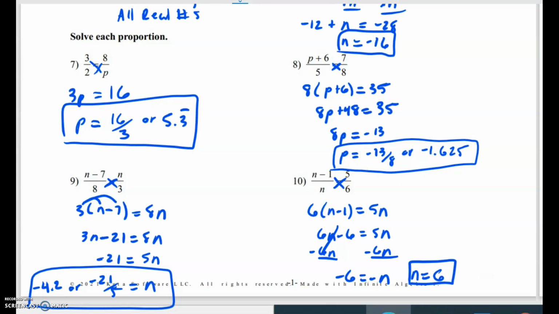All right, I did put the decimal answers on 7 and 9 in there for you, and then looking at 8 and 10, you can see my work. Pause the video if you need to follow those steps. But I got negative 1.625 and 6 for number 10.